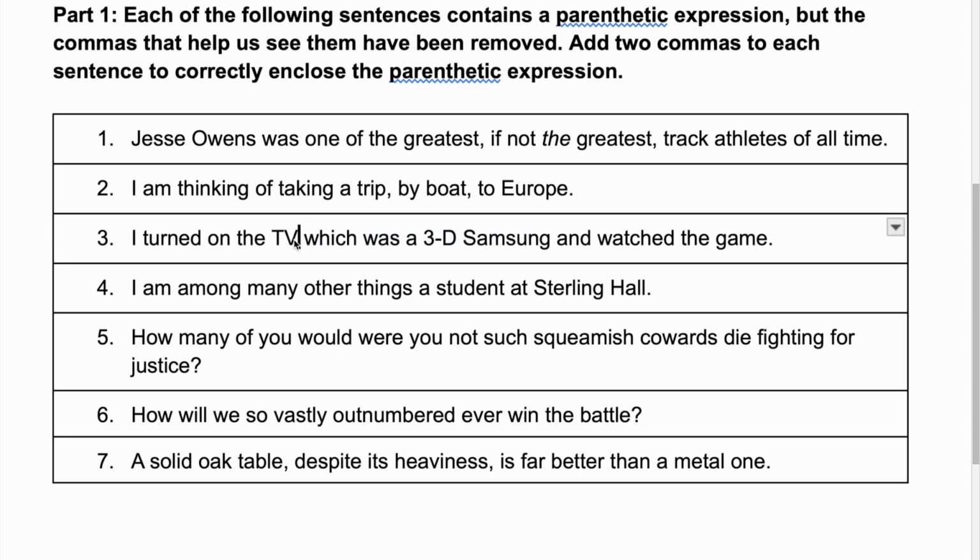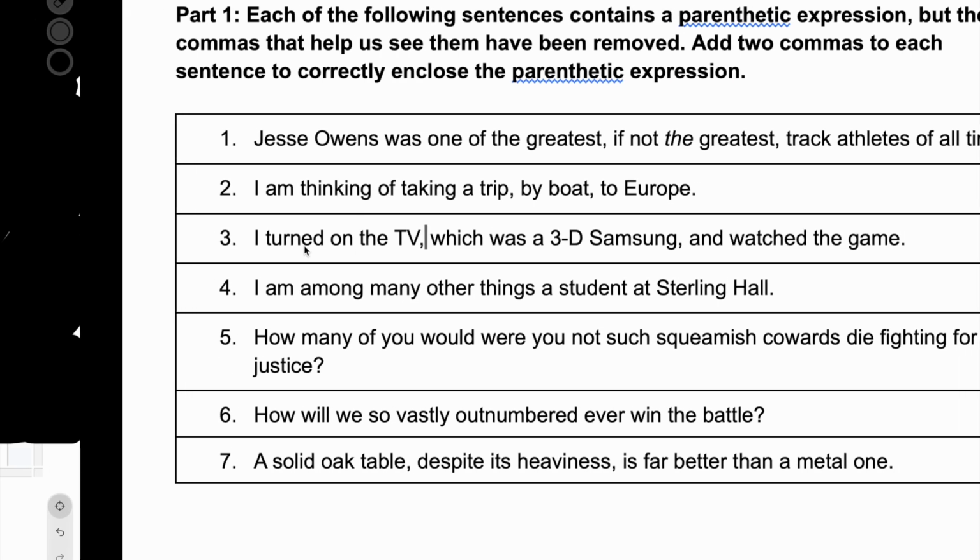So we're going to put the commas right here and right here. This part of the sentence, it's just adding information about the TV. It's kind of interesting. It gives us more information, but without it, we would just say, I turned on the TV and watched the game. It still makes total sense. And again, if we didn't use the commas, it would say, I turned on the TV which was a 3D Samsung and watched the game. It's just a bit more confusing and a bit harder to understand. And that's why we add commas around parenthetic expressions.